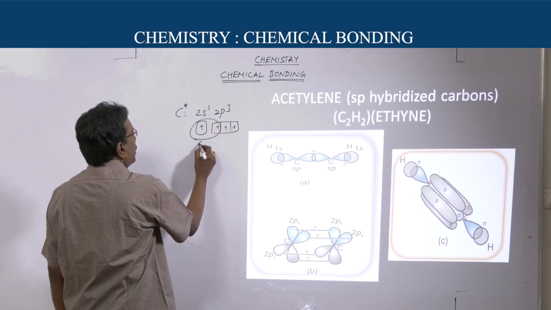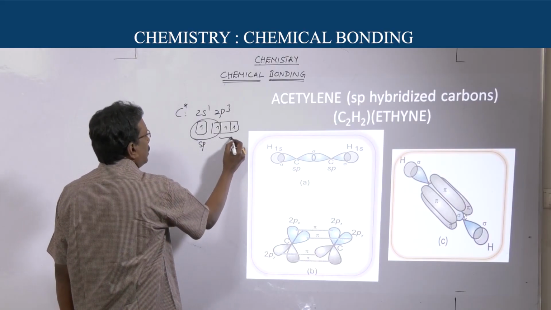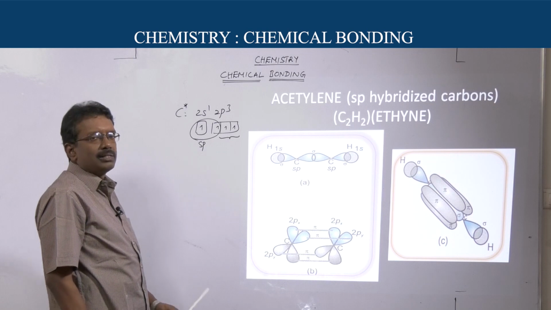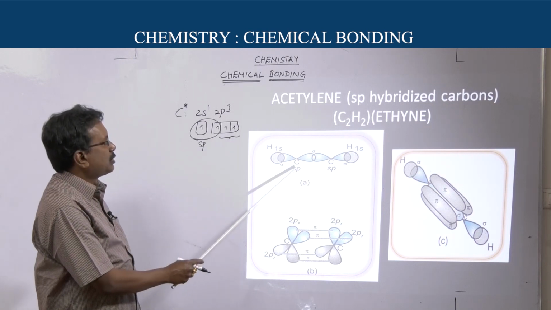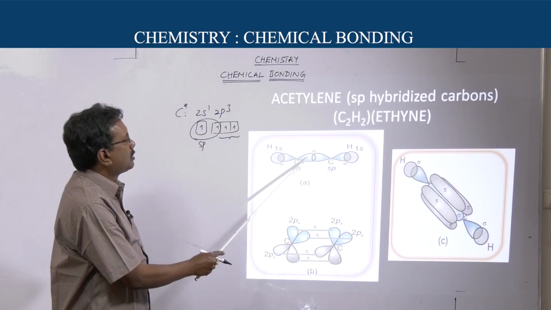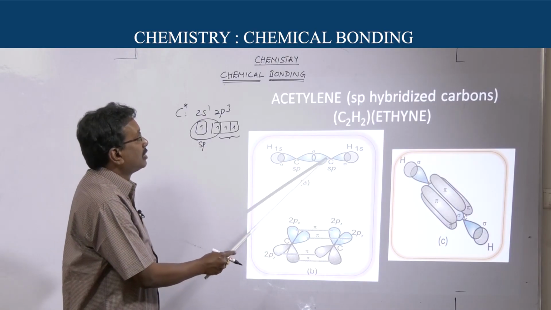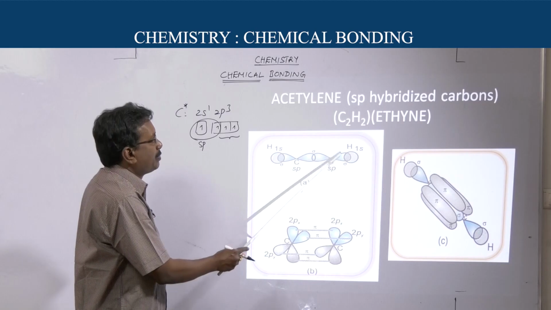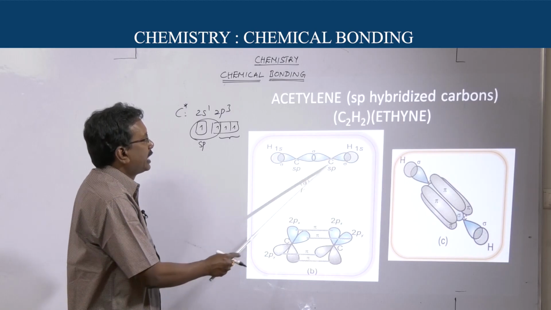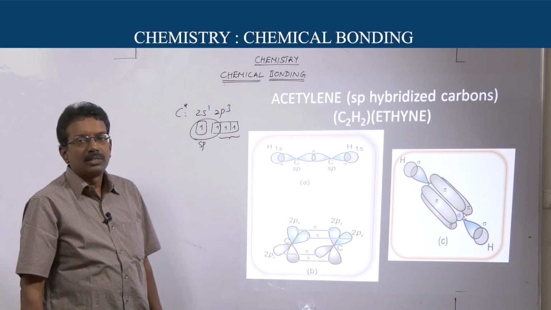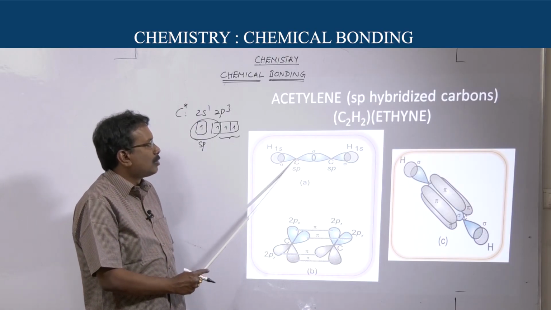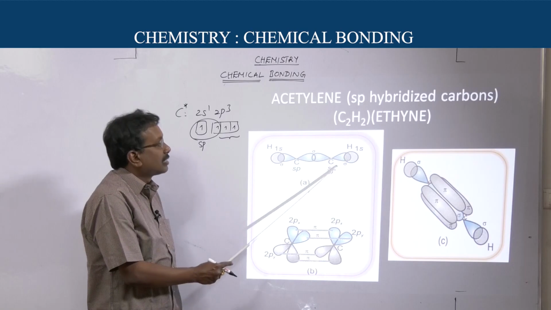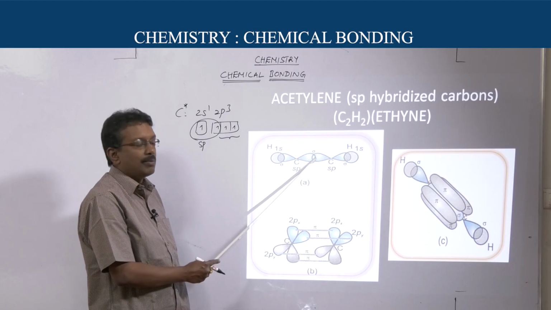Now, carbon sp hybridization, these two are called unhybridized orbitals. If carbon undergoes sp hybridization, it gives 2 sp hybrid orbitals. Second carbon also gives 2 sp hybrid orbitals. So, overall we are getting 4 sp hybrid orbitals. Out of 4 sp hybrid orbitals, the sp orbital of one carbon atom overlaps with the sp orbital of another carbon atom linearly and forms a sigma bond.